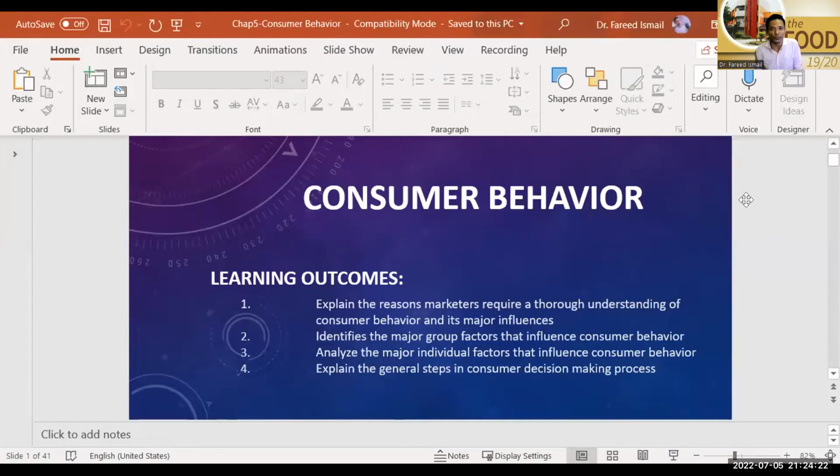On this title, which is consumer behavior, and there are four main objectives or learning outcomes that we would like to succeed towards the end of this lecture today. One is to explain the reasons why marketers require a thorough understanding of consumer behavior and its major influences. Secondly, to identify the major group factors that influence consumer behavior, analyze the major individual factors that influence consumer behavior, and last but not least, explain the general steps in the consumer decision making process.